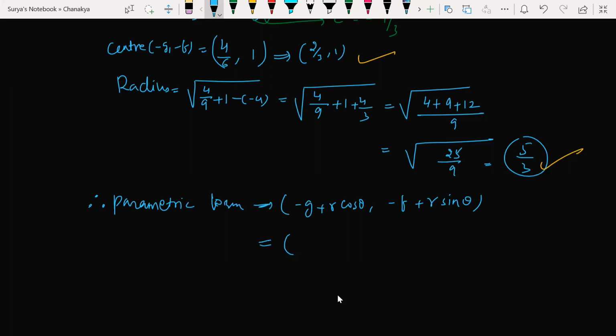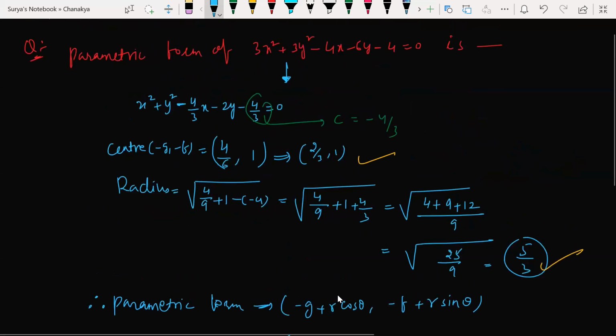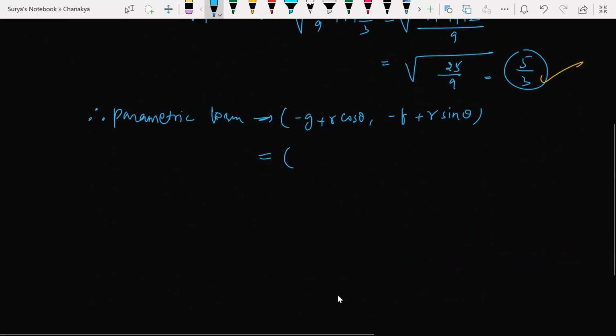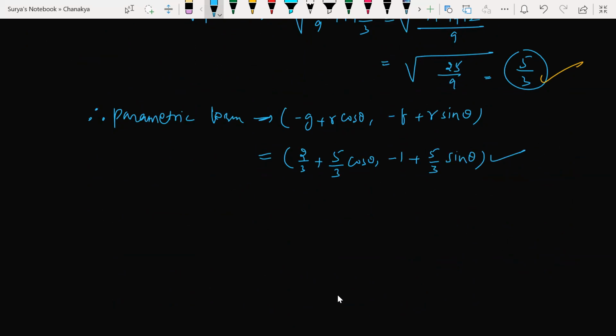So minus g, I'm writing minus g here. What is the g value? What is the center? Minus g comma minus f, 2 by 3 comma 1, right? So 2 by 3 plus r, which is nothing but 5 by 3 cos theta, and minus 1 plus 5 by 3 sine theta. So this is what your parametric form is going to be. Since there is no value of theta, I'm not going to disturb this parametric form at all. So that is going to be my final answer. Okay, fine. Is it clear?